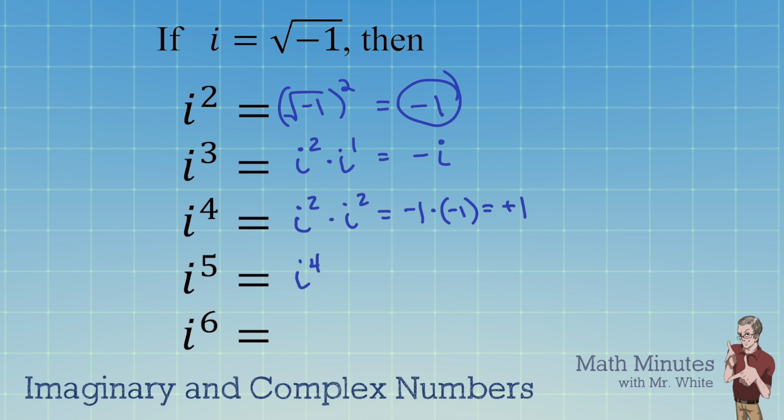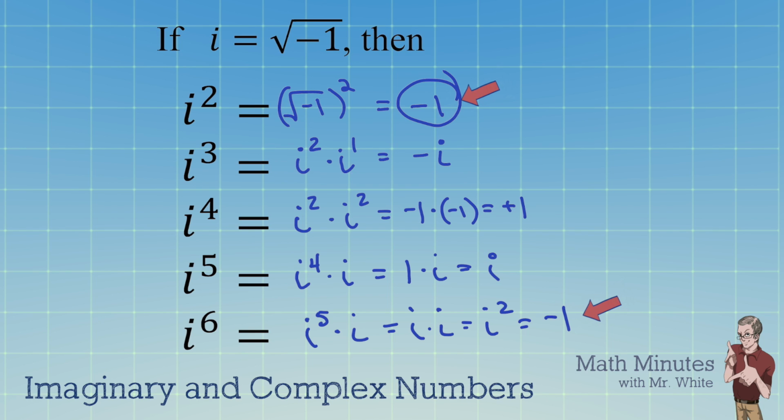This would be i to the fourth times i. In the previous example, we said i to the fourth was positive 1, and then we have the stray i there. So we're back to i again. So then i to the sixth would be i to the fifth times i. So remember, i to the fifth was i. So we're back to i squared, and what is i squared? Negative 1. So we've come full circle again, and the cycle is going to begin again. i to the seventh would be negative i, and so on.